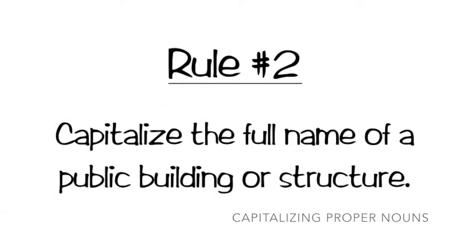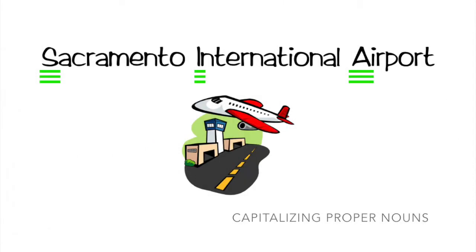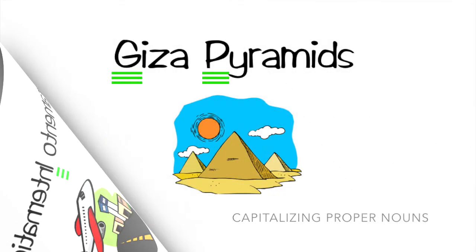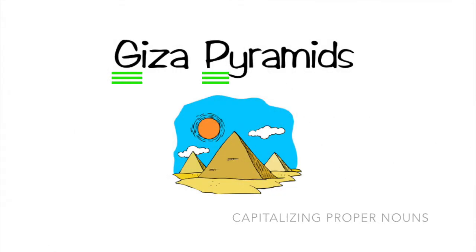Rule number 2 is to capitalize the full name of a public building or structure. This includes geographical structures as well. In this example, Sacramento International Airport, we capitalize the first letter of each word, the S, the I, and the A, since this is naming a specific airport. Another example is the Giza Pyramids, which are located in Egypt. Notice how the first letter of each word is capitalized.